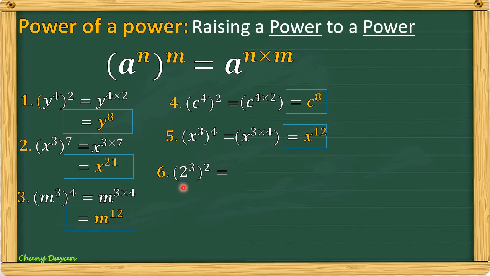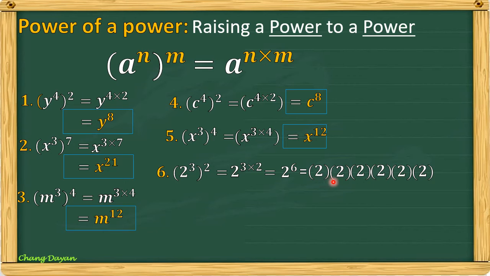Number 6. 2 cube, open and close parenthesis, raised to the 2nd power. Let us multiply the exponent inside the parenthesis by the exponent outside the parenthesis. So, we'll have 2 raised to 3 multiplied sa 2. Therefore, we'll have 2 raised to 6. It's not yet the final answer. 2 raised to 6 is not 2 times 6. It means you have to multiply 2 6 times itself. So, we have 2 times 2 times 2 times 2 times 2 times 2.